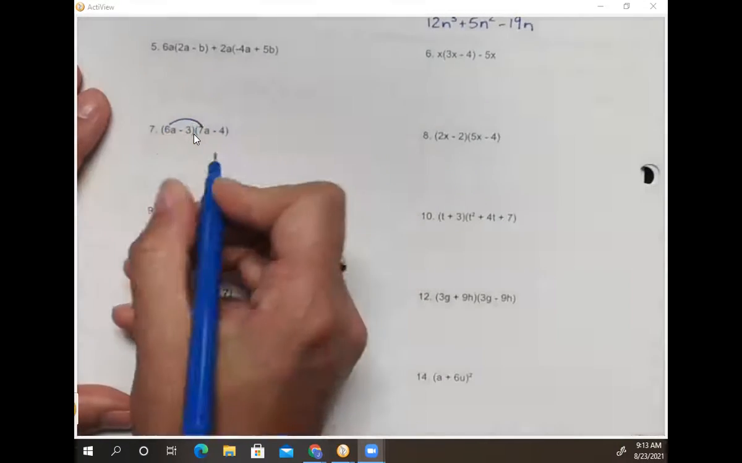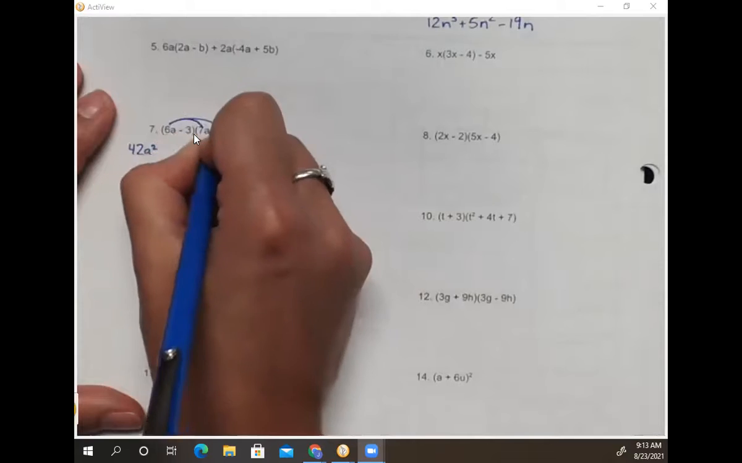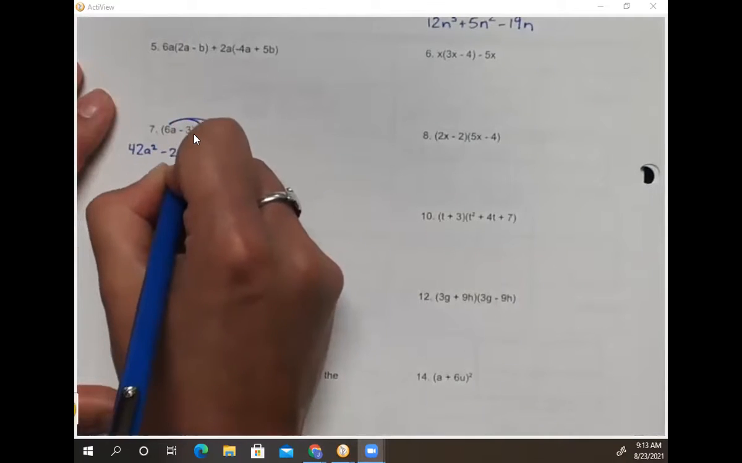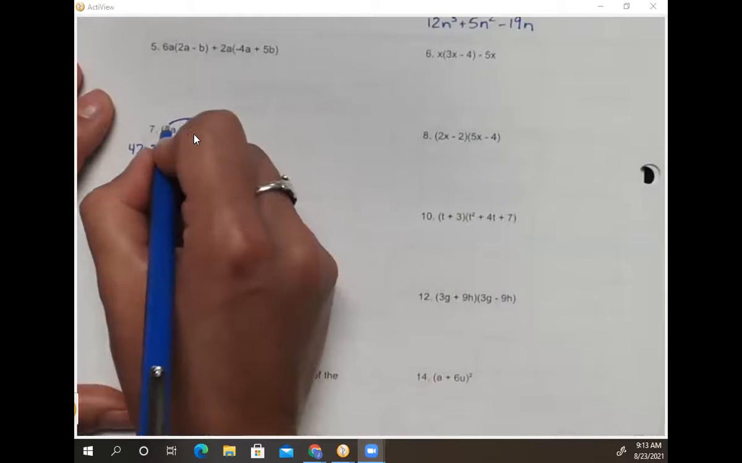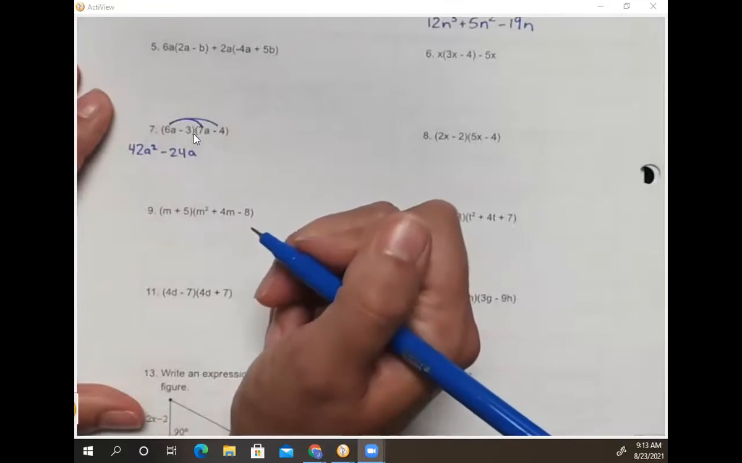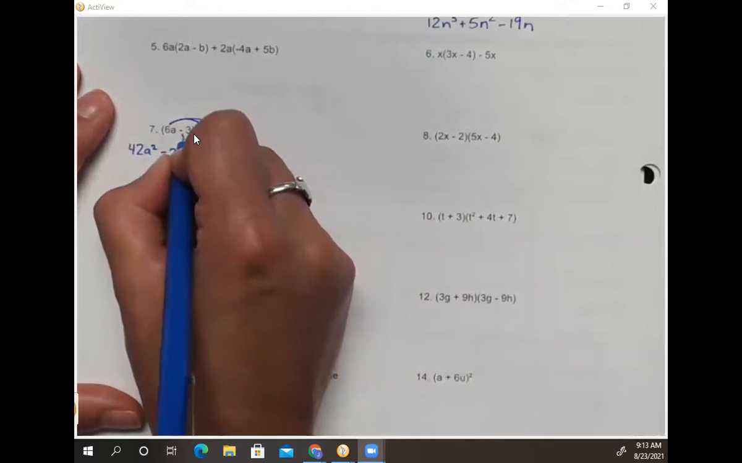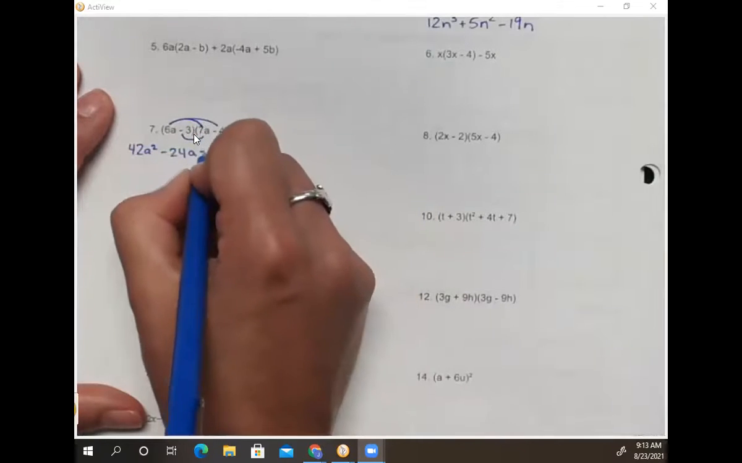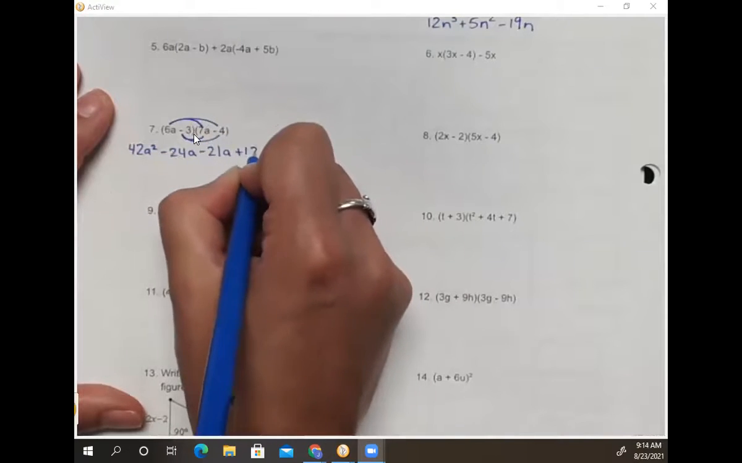So I'm going to distribute through the 6a, so that would be 42a squared minus 24a. And now the 6a has been multiplied by both terms in the other quantity, in the other set of parentheses. Now I'm going to go back and do the same thing with the -3. So now I'm going to distribute through the -3. So that'd be negative 21a plus 12.